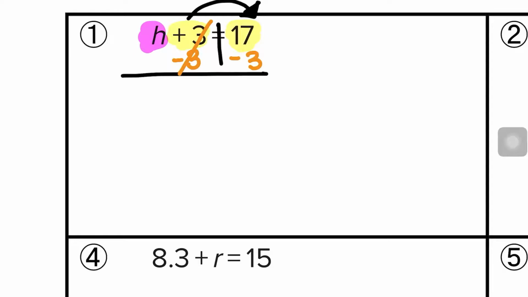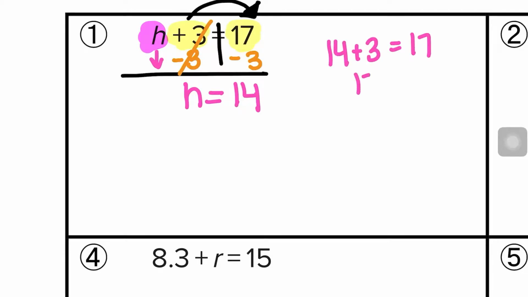This gives us a 0. I'm going to bring down the h because that's whatever's left over. And 17 minus 3 is 14. And you can check. 14 plus 3 equals 17. 17 equals 17. Correct.